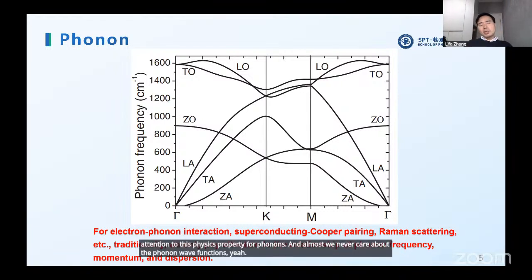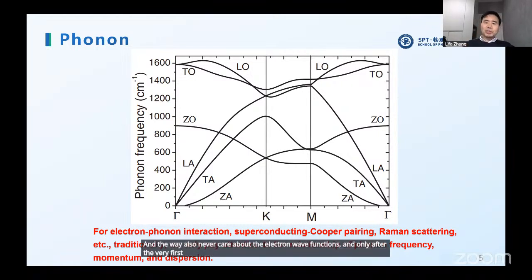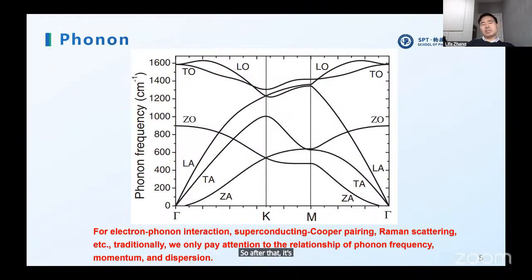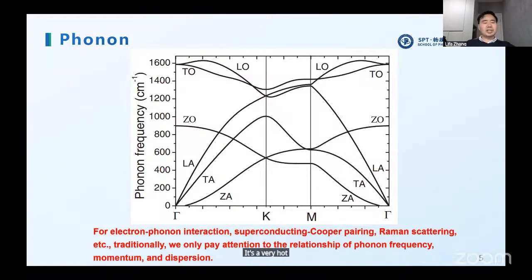For the electron case also, about 40 years ago, we only cared about the electron energy and the spectrum, and never cared about the electron wave functions. But after the quantum Hall effect, we know that the wave function for electrons is very important in condensed matter. Especially in recent decades, topological physics, topological matter and topological insulators have become a very hot field in condensed matter physics.